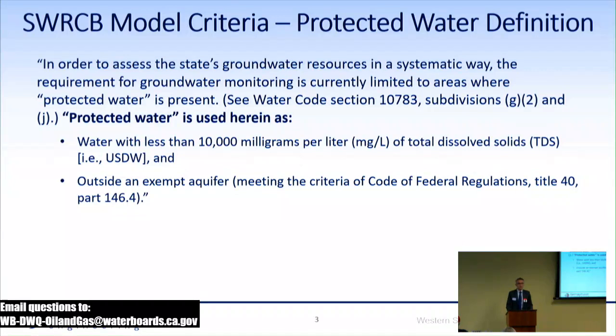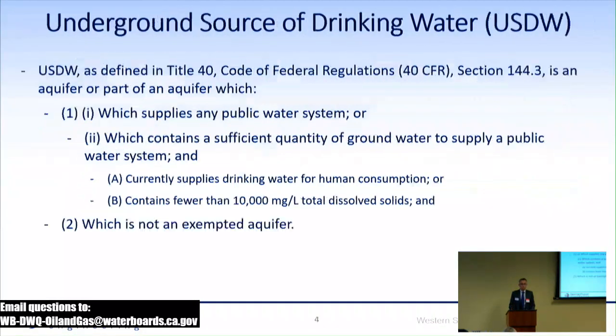This already has been mentioned by Dan, so I'll just briefly describe it. So the definition of protected water is water with less than 10,000 milligrams per liter of total dissolved solids, i.e. USDW, and being outside an exempt aquifer. USDW as defined by Title 40 CFR is an aquifer which supplies any public water system or which contains a sufficient quantity and quality of water to supply a public water system, or contains less than 10,000 milligrams per liter of total dissolved solids, and as well, which is not an exempted aquifer.